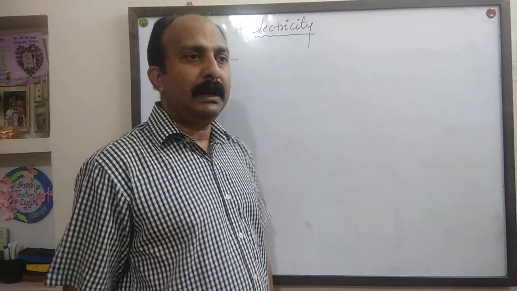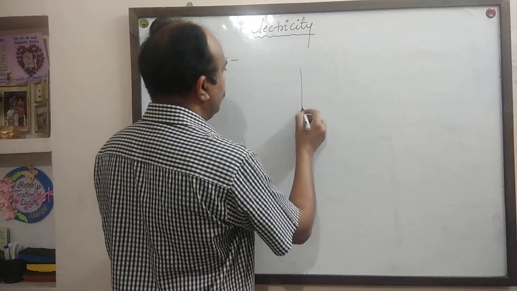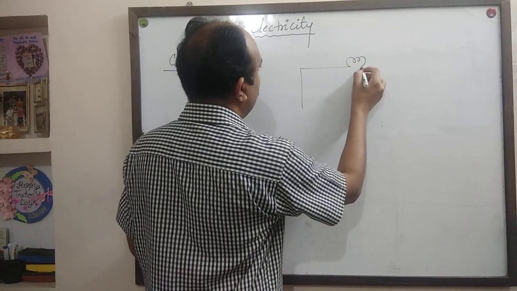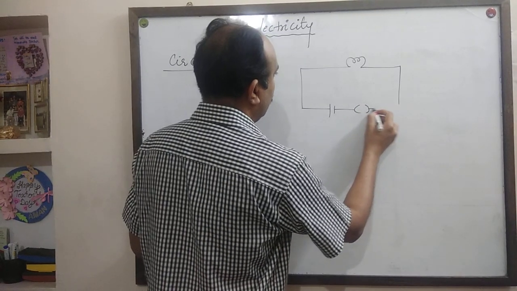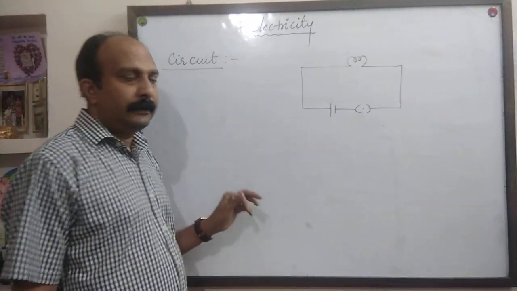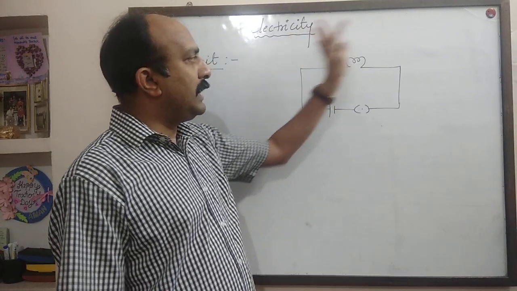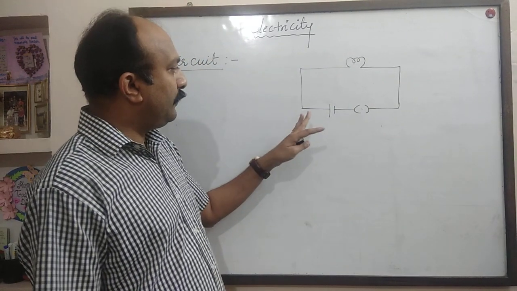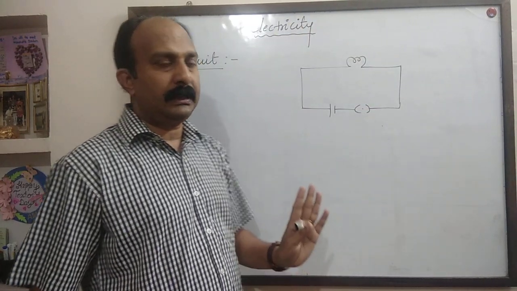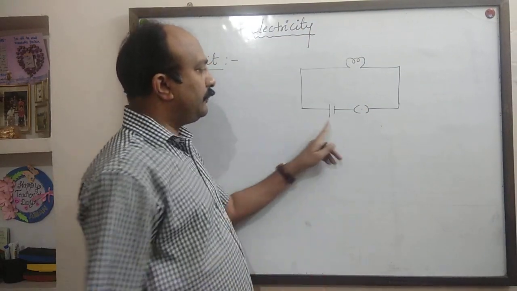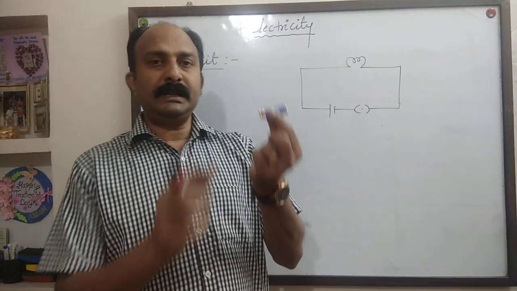Now, the other components that are used in an electric circuit. See, this is a circuit diagram. It is a diagrammatic representation of a circuit in which electric current is flowing continuously. This is the symbol used for a cell. All of you are familiar with a cell, a simple cell.